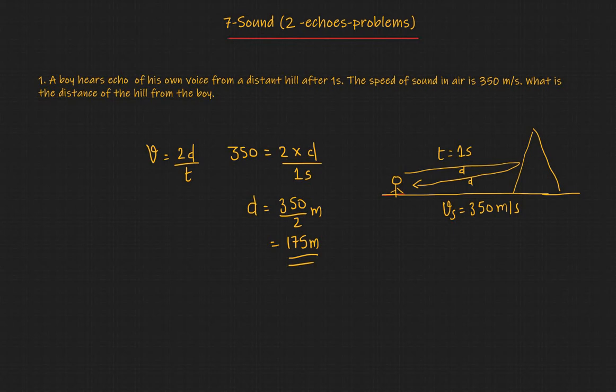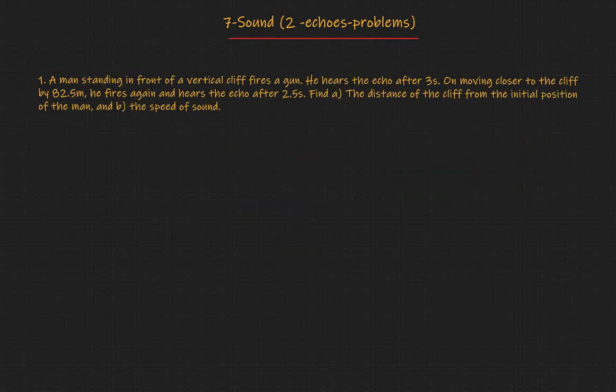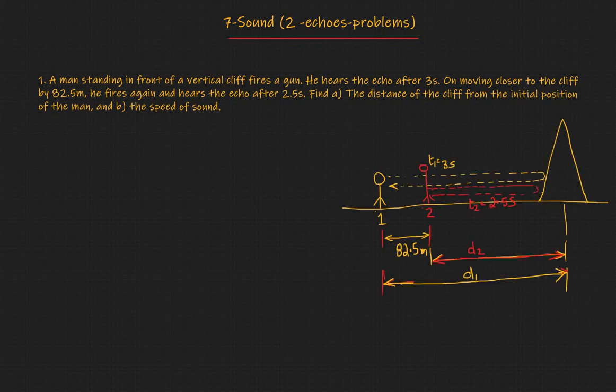So let's do the second problem. So here is the second question. I urge you to pause this video and try to draw the visualization of this problem. So here is the visualization of the problem. The person is standing first at position 1, which is at distance d1 from the mountain, and later he moves about 82.5 meters, and he is at position 2, which is at distance d2 from the mountain.